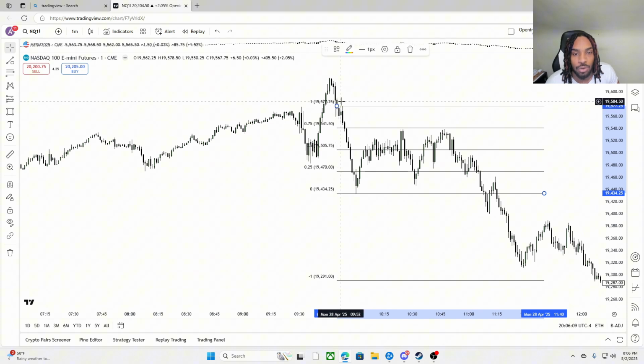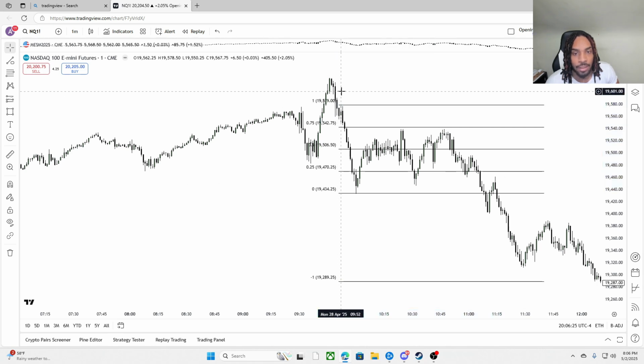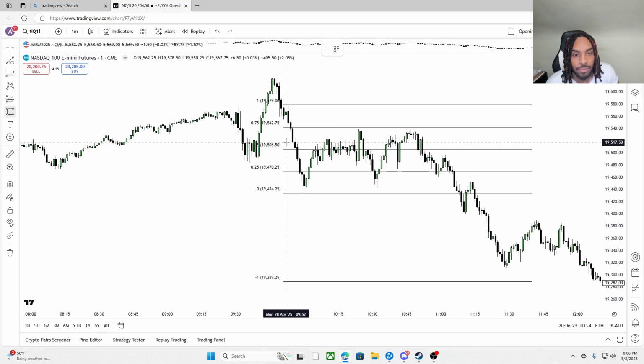The reason why I would use this high instead of this high is because I'm using this price swing. I'm not using this price swing right here because this is a balanced price range. I'm using this unbalanced price swing right here. Okay? So we have this fair value gap that's above 50%, and we also have this one too.